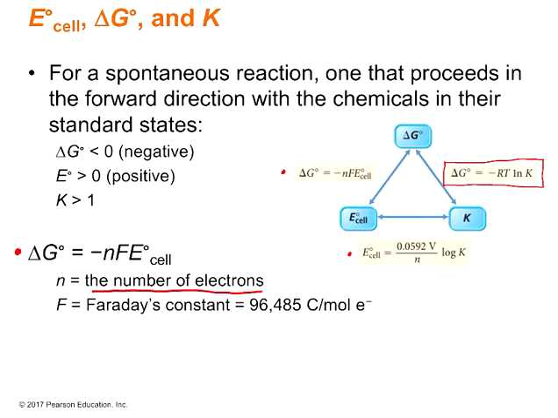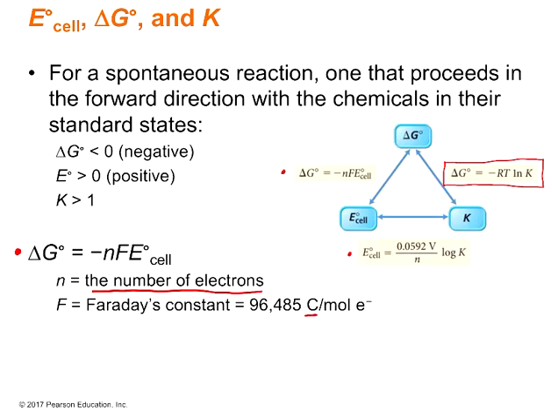And then F is Faraday's constant. This constant is equal to 96,485 coulombs per mole of electrons. We talked about coulombs previously, so if you don't remember what coulombs are, make sure to go back and review your notes.